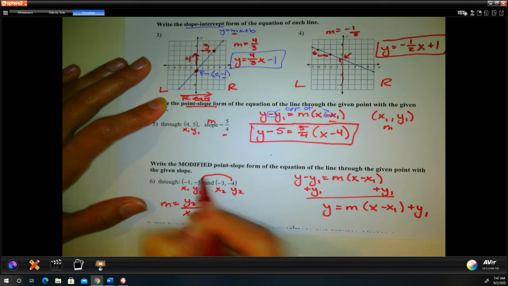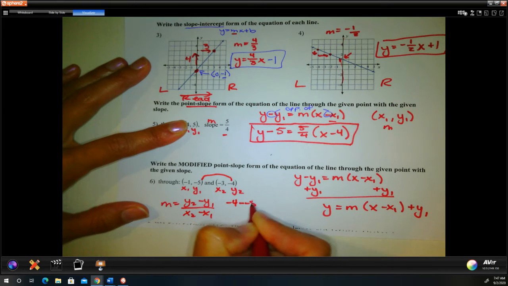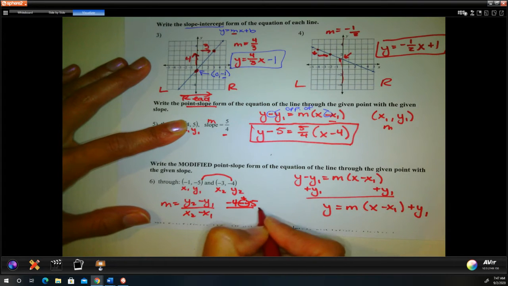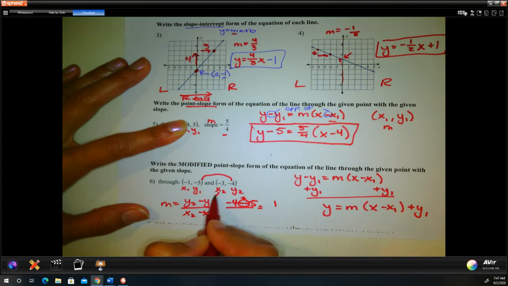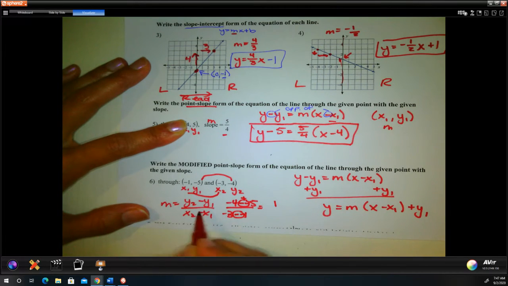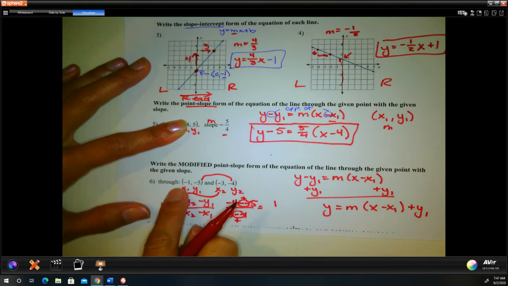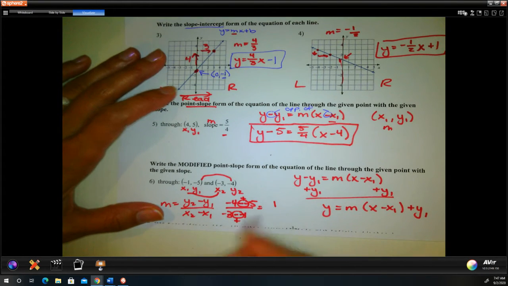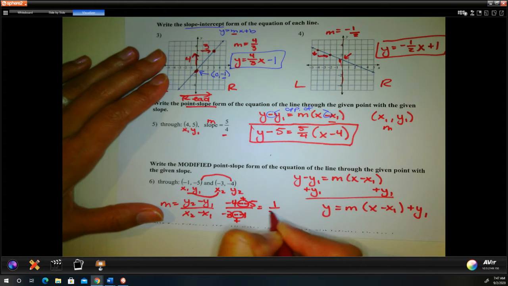So negative 4 minus a negative 5. Two negatives is a plus. Negative 4 plus 5 gives me 1. Negative 3 minus negative 1. Or if you want, you could be thinking opposite again, because it does just change that. Whenever you have a negative in your formula, it's saying opposite of. So negative 3 plus 1 is negative 2.